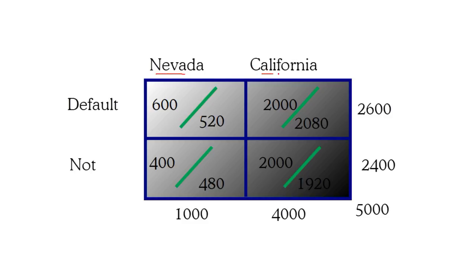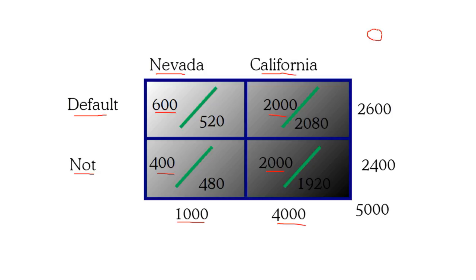So I have 2 states. I have Nevada and California. I have whether the homeowner defaulted on their loan or did not default. We looked at 1,000 households in Nevada and 4,000 in California. And of the 1,000 in Nevada, 600 defaulted and 400 did not. Of the 4,000 in California, 2,000 defaulted and 2,000 did not. Okay? Everybody got that?